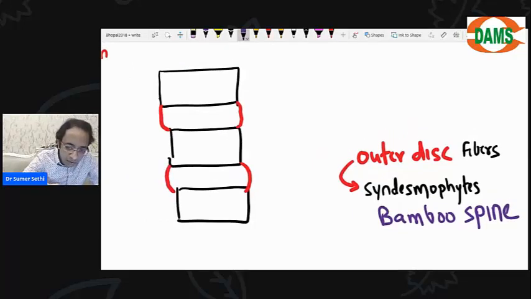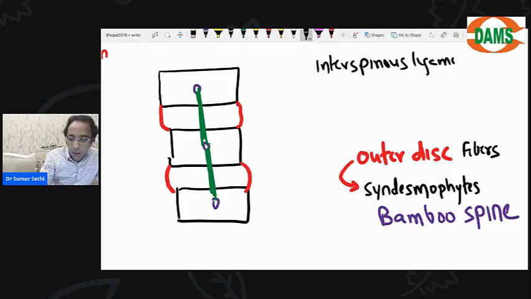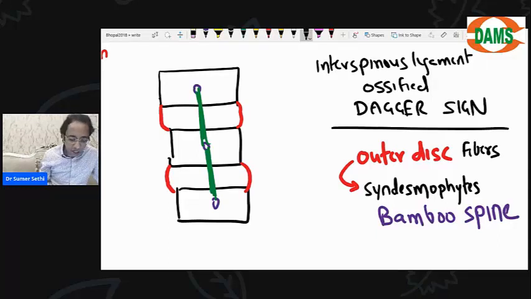Not only this, if these are your spinous processes, at your spinous processes, we again have an enthesis. Spinous process is an enthesis because the interspinous ligament is inserted onto it. And when it is long standing, the interspinous ligament becomes ossified, and which is called as dagger sign. Are you able to follow the points? Are you able to understand the concept?